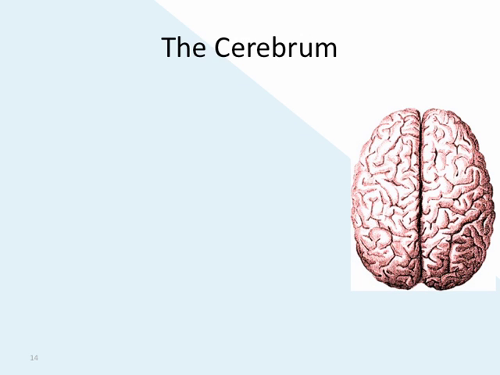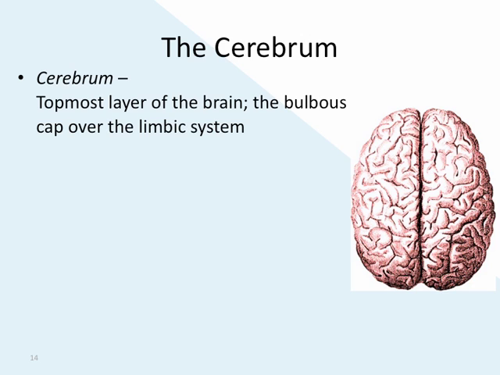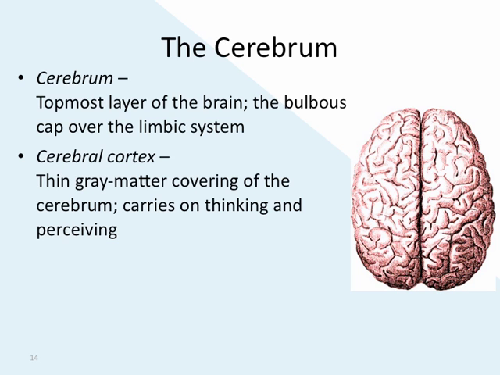The cerebral cortex is a new part that is not a part of the limbic system. It's the topmost layer of the brain. So far we've been talking about things on the bottom. Now we're talking about things on the top, the cap of the limbic system. The cerebral cortex is a thin gray matter covering the cerebrum, which carries on thinking and perceiving. It's a very thin layer that surrounds the top of your cerebrum. When we look at a real brain, it's very gray and kind of dark looking.